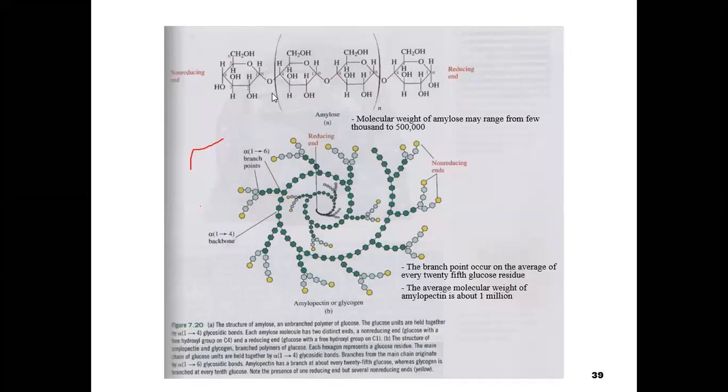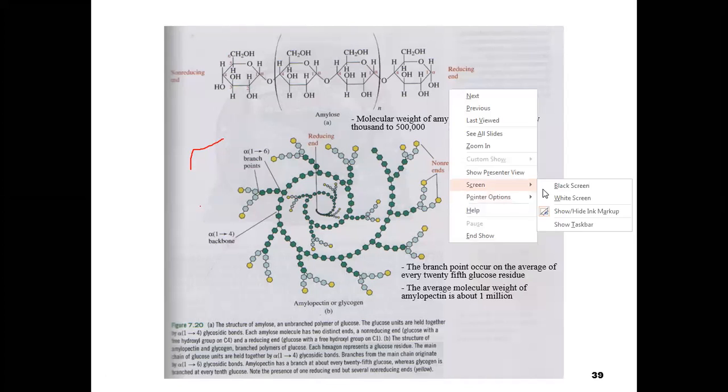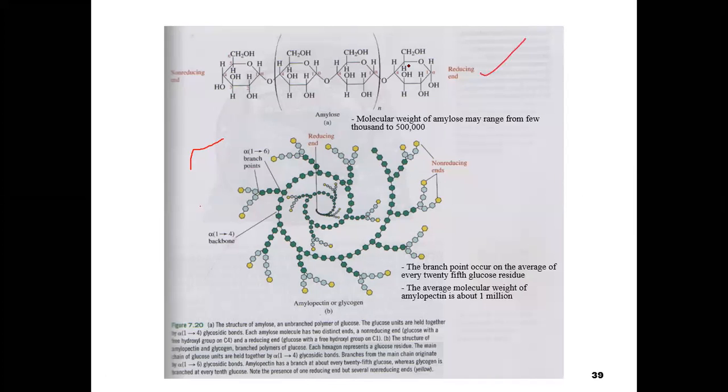This diagram is actually showing the amylose and amylopectin molecules. This is the structure of, say for example, the amylose. Here you can see alpha-1,4 linkage is present. This is the structure of the amylopectin and the glycogen.